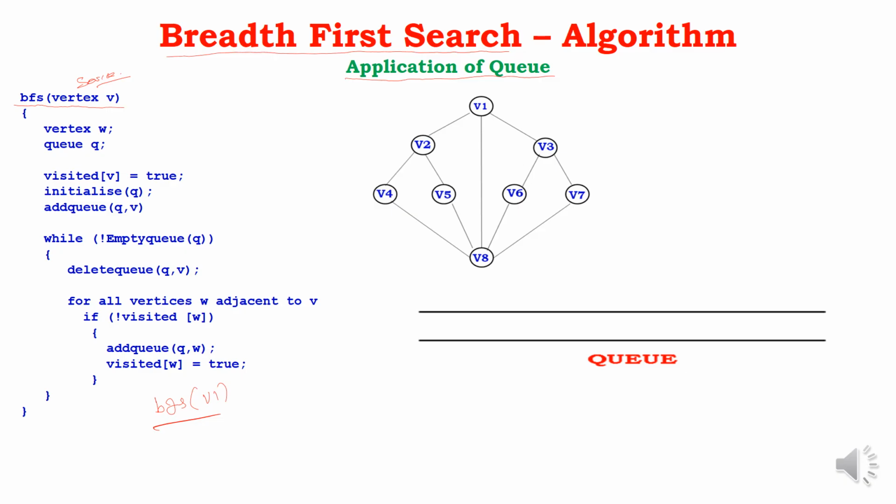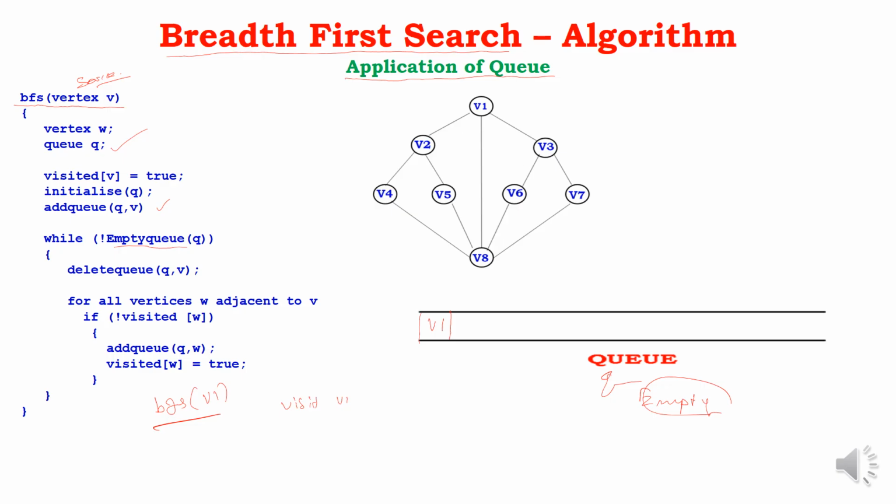What it follows is, it has a queue. Assume that there is a queue, which is initially empty. Now visit V. Whatever node V1 is your source, V1 is visited. Then initialize the queue as empty. Add V to the queue. V1 is inserted in the queue. Now the queue contains V1.